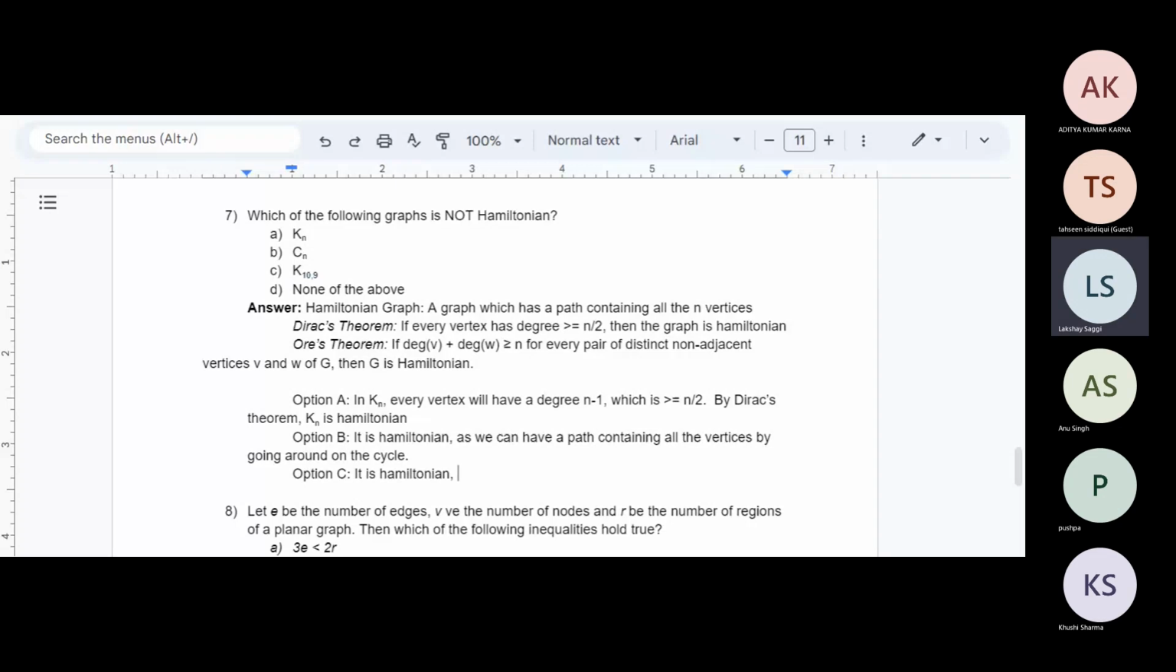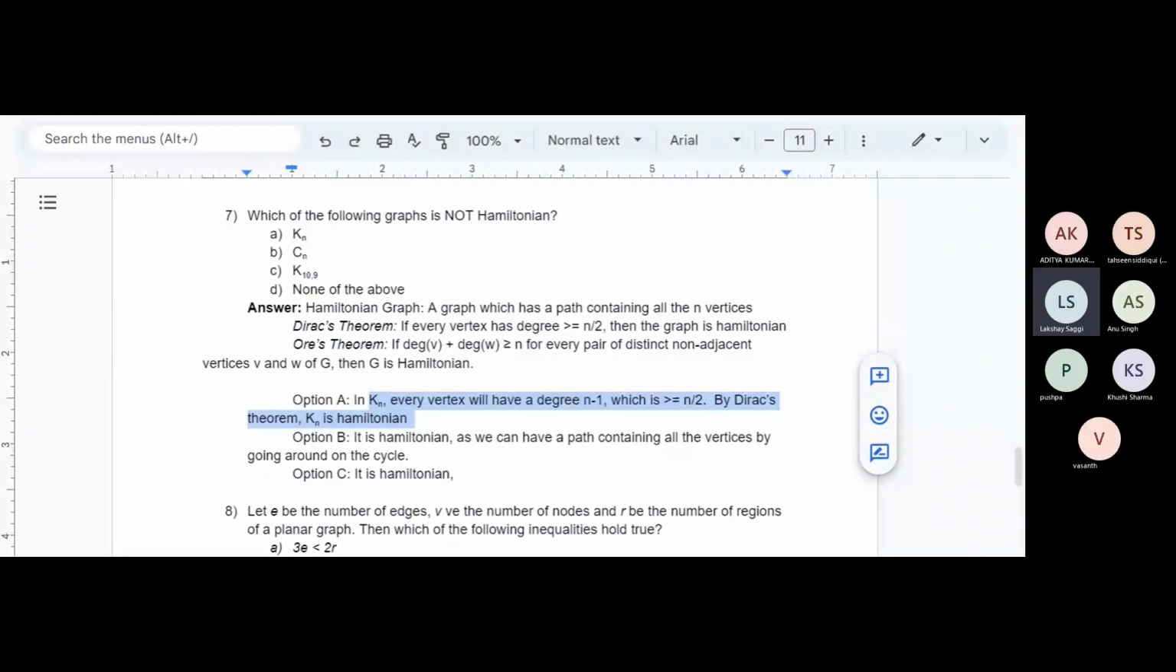For showing that K10,9 is Hamiltonian, I'll use Ore's theorem. Note that generally for checking Hamiltonian properties, we have these two tools in mind: Dirac's theorem and Ore's theorem. For Kn, I used Dirac's theorem directly, and I was able to say that Kn is Hamiltonian. For option B, I was able to say directly, without any theorem, that it is Hamiltonian. For option C, I'll be using Ore's theorem. And how can it be shown to be Hamiltonian?